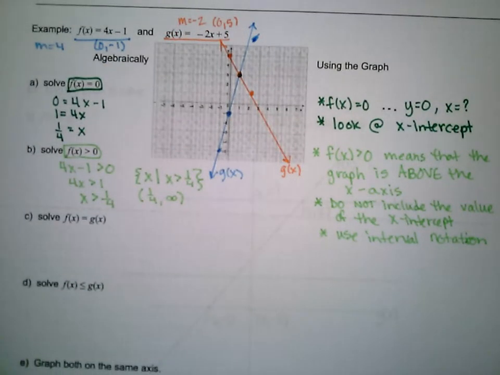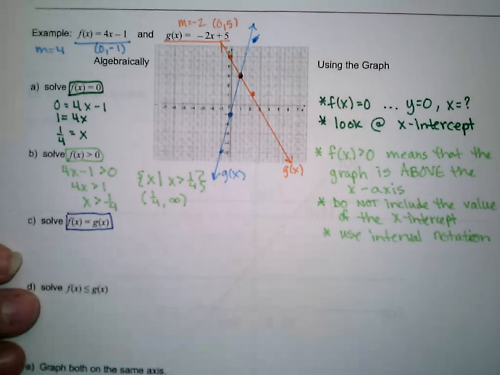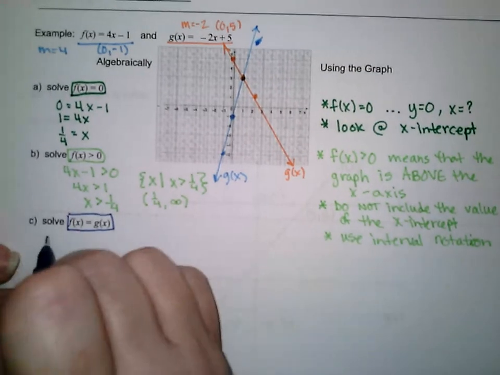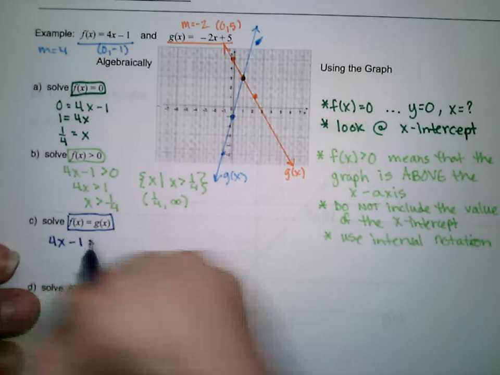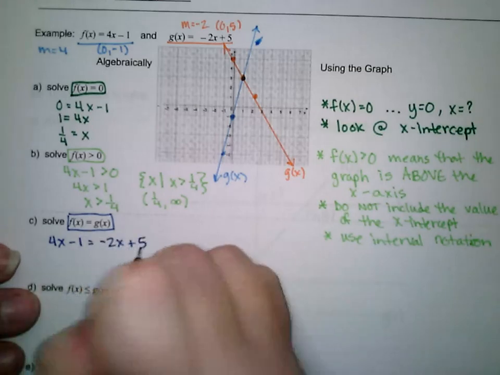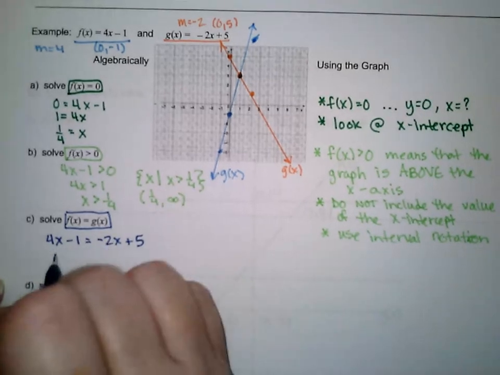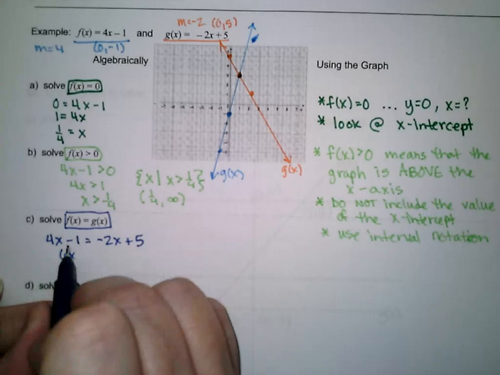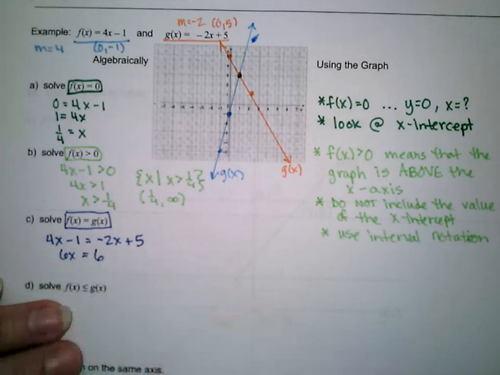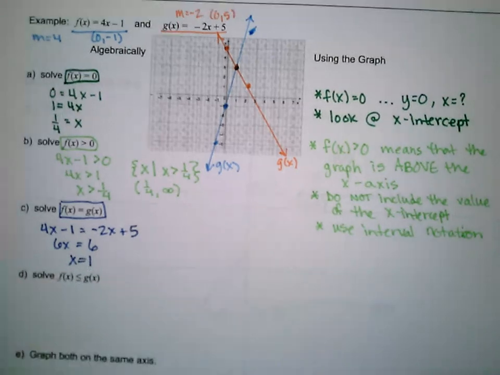Okay, what about f of x equals g of x? So for f of x equals g of x, algebraically, we'll just set the two equations equal to each other. So 4x minus 1 equals negative 2x plus 5. And then we'll solve that. So I might add 2x over, so I get 6x. Add 1 over, so 6x equals 6. Divide both sides by 6, and get x equals 1.